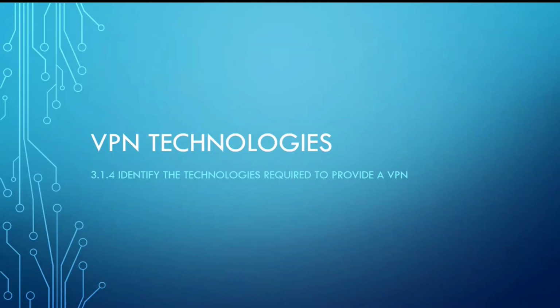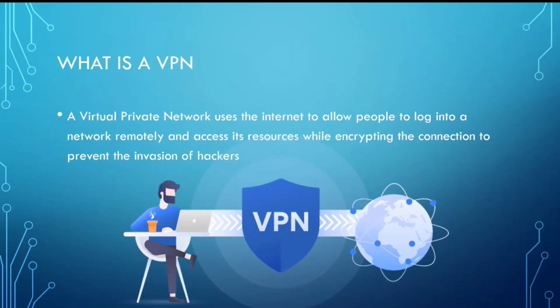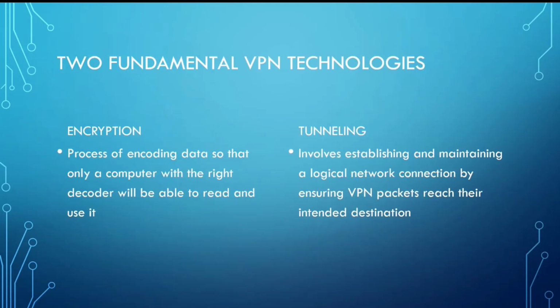3.14, identify the technologies required to provide a VPN. So first of all, what is a VPN? It uses the internet to allow people to log into a network remotely and access its resources while encrypting the connection to prevent invasion of hackers. So there's two fundamental VPN technologies.